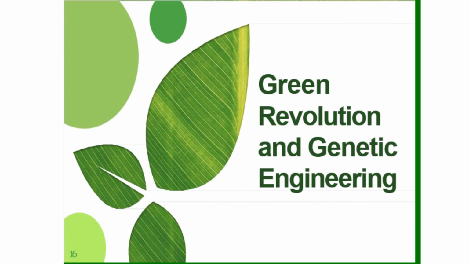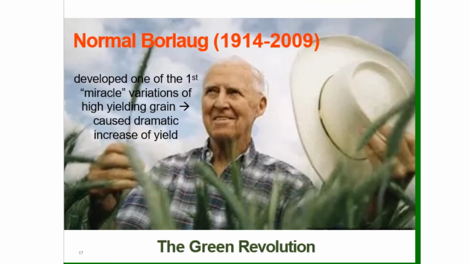Next, we have the Green Revolution and genetic engineering. Around 50 years ago, agricultural research stations started breeding tropical wheat and rice varieties to provide food for developing countries with growing populations. From Mexico, this man here, named Norman Borlaug, from 1914 to 2009, was able to develop one of the first miracle varieties, a dwarf high-yielding grain. This is for the rice.